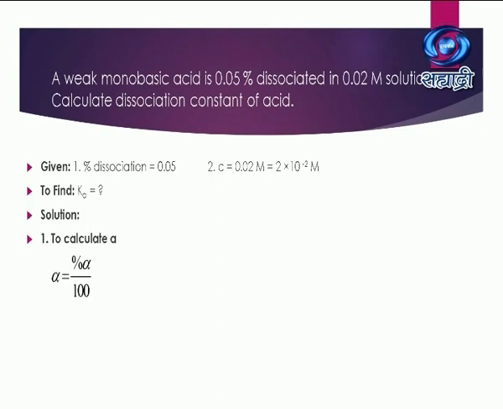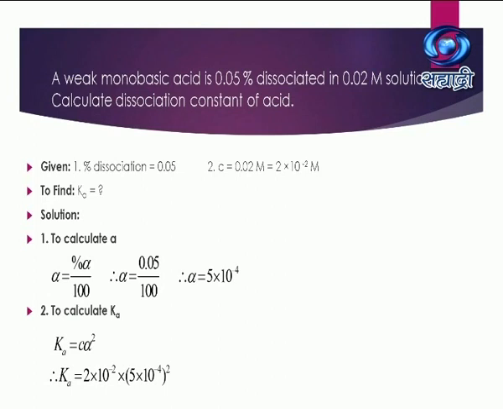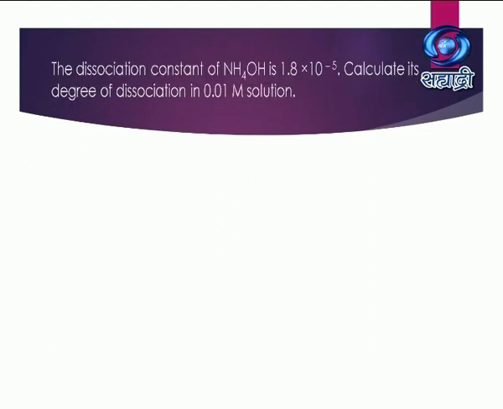Now let's first calculate alpha. Alpha is calculated as percentage alpha upon 100. Substitute. So 0.05 upon 100, so alpha comes out to be 5 into 10 raised to minus 4. Now to calculate Ka, we have to use Ostwald's dilution law. Ka is equal to C alpha square. Substitute. So the concentration is 2 into 10 raised to minus 2 into 5 into 10 raised to minus 4, the whole square. And so Ka comes out to be 50 into 10 raised to minus 10, or 5 into 10 raised to minus 9.